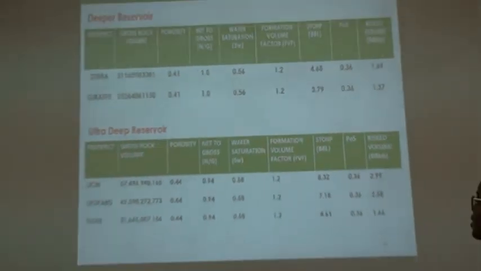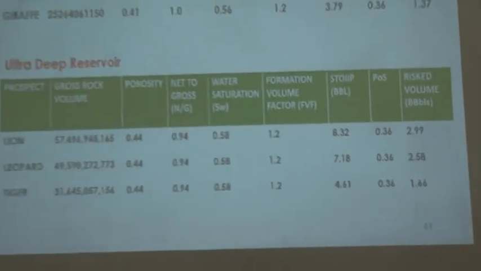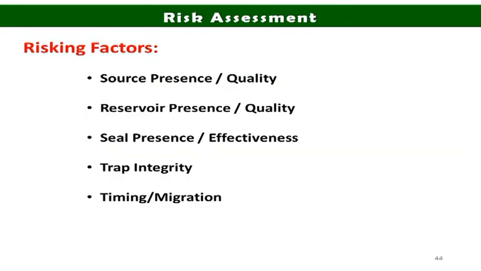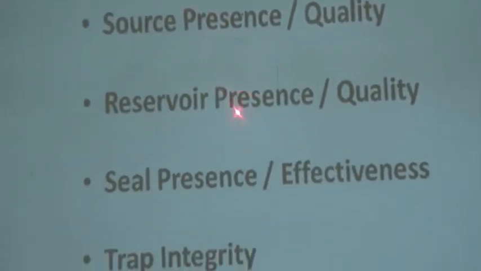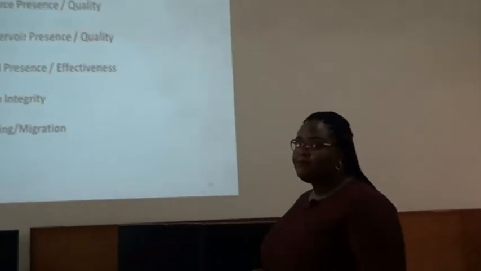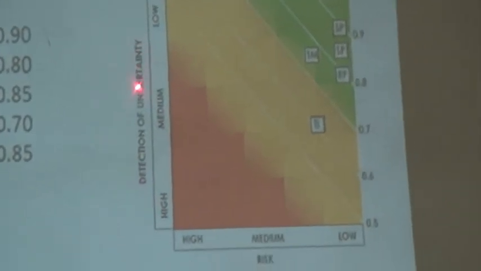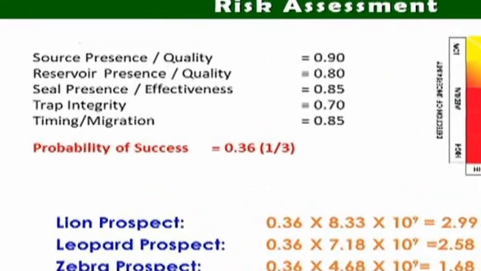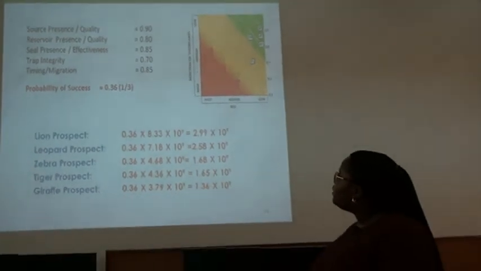And on the ultra deep reservoir, we have 8.32 billion barrels for the lion prospect, 7.18 billion barrels for the leopard prospect, and 4.61 billion barrels for the tiger prospect. To assess risk for these prospects, we have several factors, which are the source rock presence and its quality, reservoir presence and its quality, seal presence and its effectiveness, trap integrity, timing, and migration. This was done using a plot of detection of uncertainty against risk. You give arbitrary values to these factors based on several analyses previously mentioned.